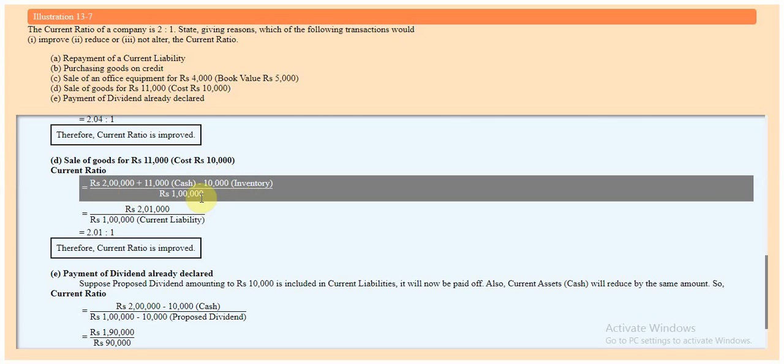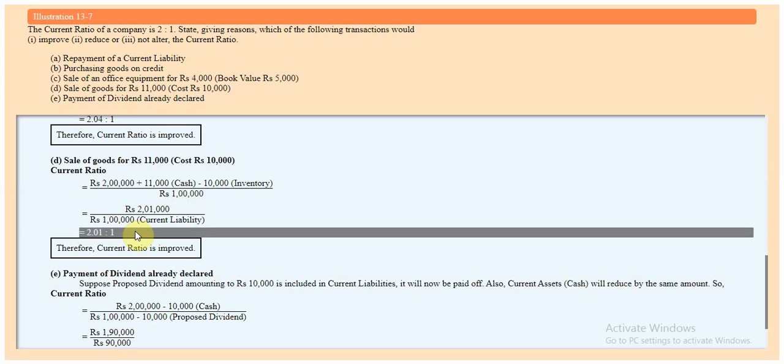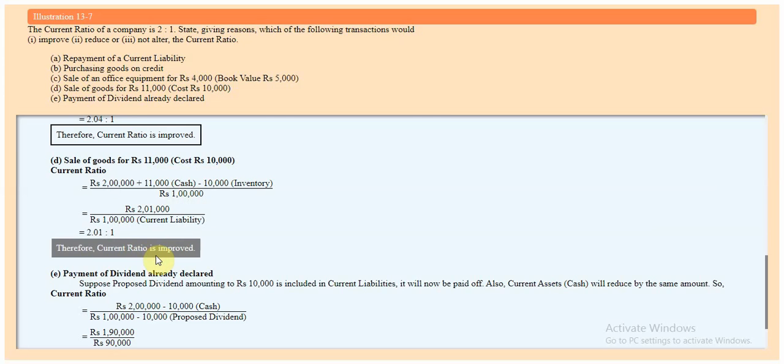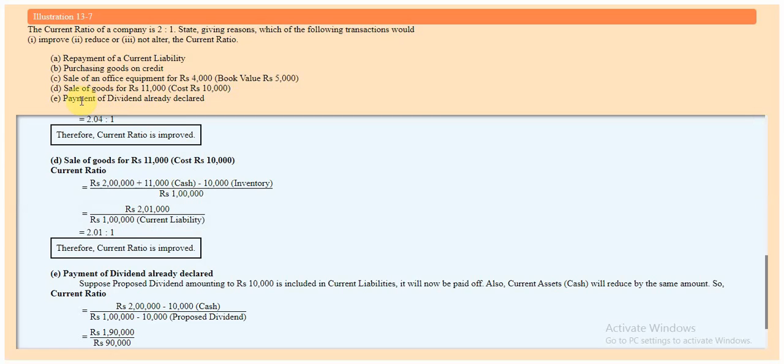There will be no change in current liability, it remains the same. So 2,01,000 divided by 1 lakh will give 2.01:1. So what has happened? Current ratio has improved from 2:1, it has improved to 2.01:1. Now we'll move to the last case, which is payment of dividend already declared.